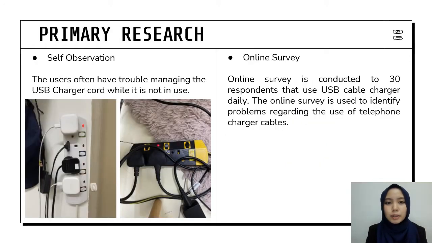There are two primary research methods. The first one is self-observation. The user often has trouble managing the USB charger cord while it is not in use. These two photos are examples of the problem of messy and tangling charger cable when not in use.